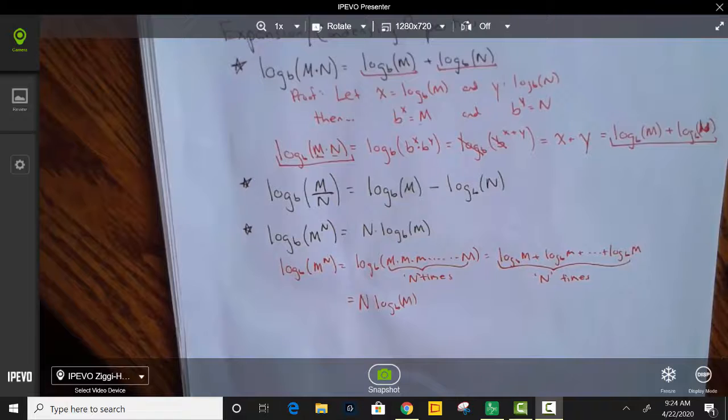Obviously, the proof will be a little bit more in depth, but let's jump in and do some examples of this.